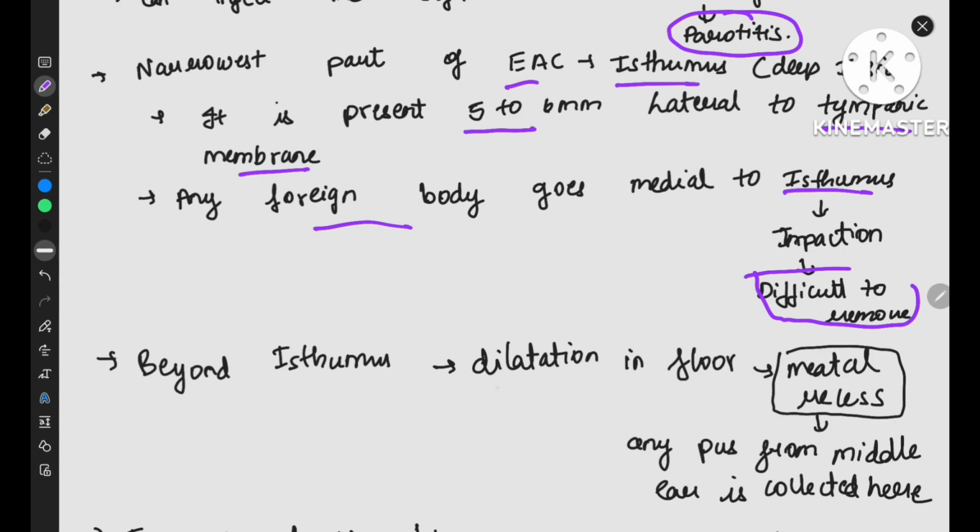Beyond the isthmus, we find a dilatation in the floor known as the meatal recess. What is it? Meatal recess. If there is any pus from the middle ear, it is collected here.